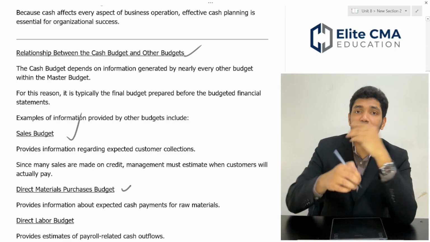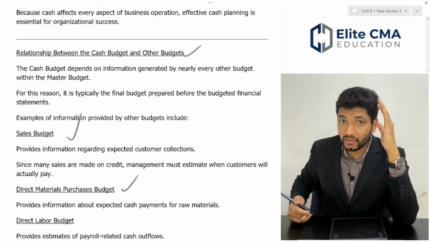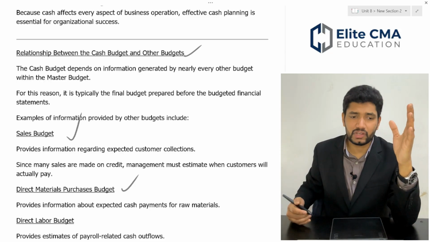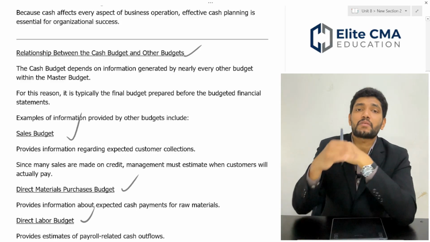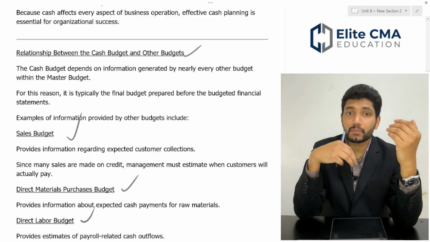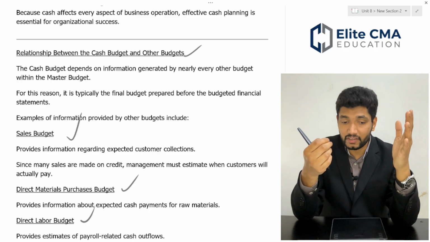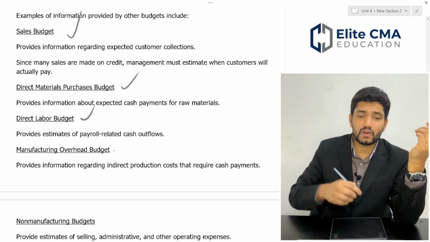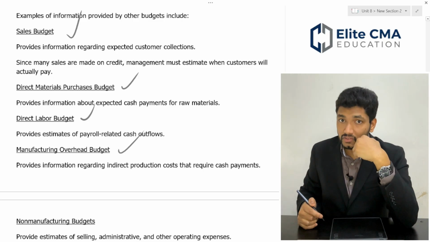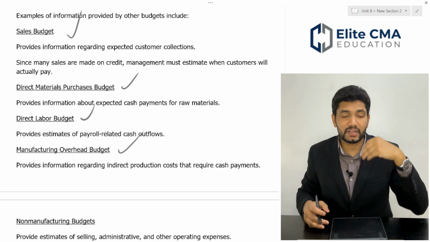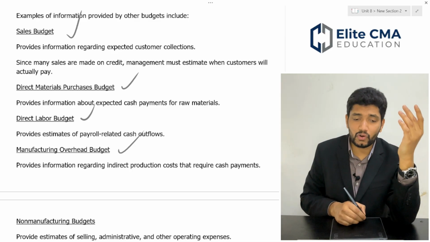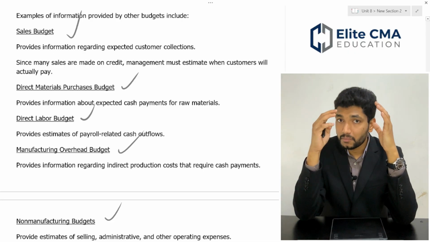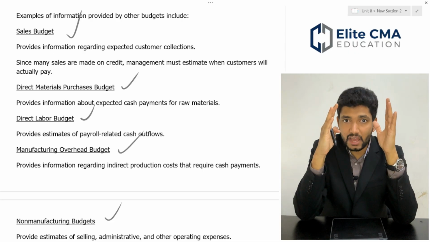Then the direct material purchase budget. Based on your direct material purchases and your credit terms with the suppliers, you have to plan the cash outflow from the business. Then the direct labor budget. Based on the direct labor budget, you have to pay the payroll and other direct labor expenses, so it is a cash outflow. Then the manufacturing overhead budget. Based on the manufacturing overhead, there will be some expenses you have to consider while preparing the cash budget. Then the non-manufacturing budget, like your selling, administrative and other operating expenses, also has a direct impact on your cash budget.